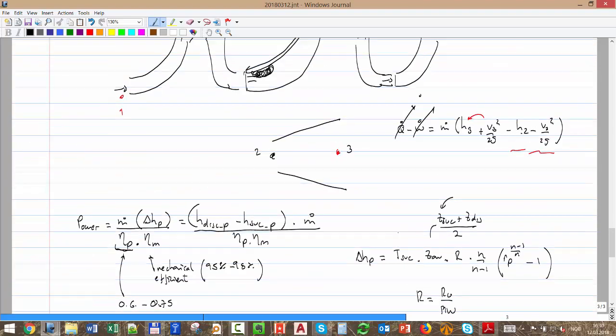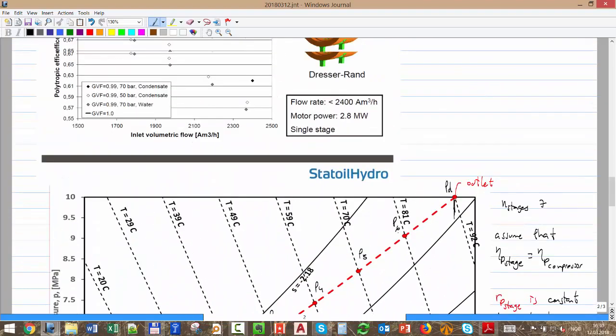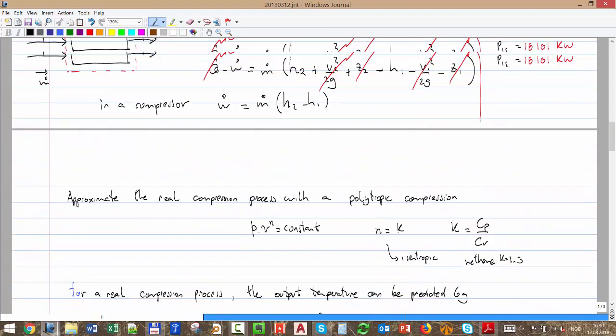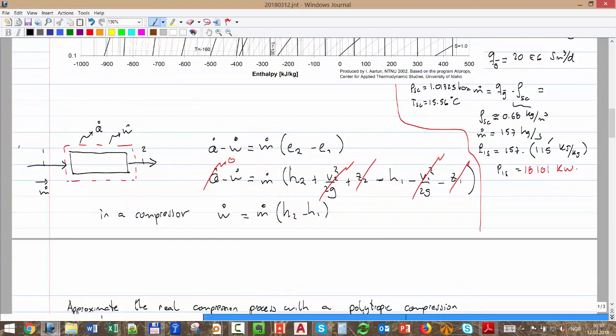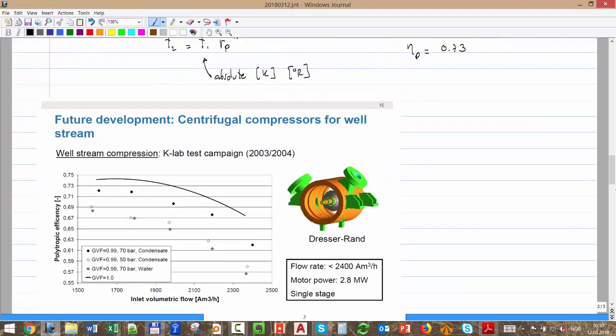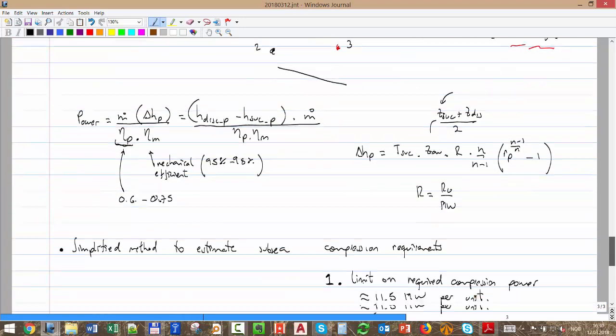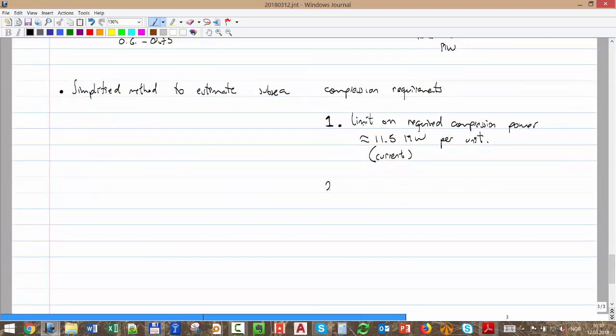So you already see here that we need 18 megawatts. That means that we need 2 of these guys. That's why in Oscar you have 2 trains. Okay, what other consideration do we have to make? Okay, the outlet temperature was one of the things, right? So, limitation.